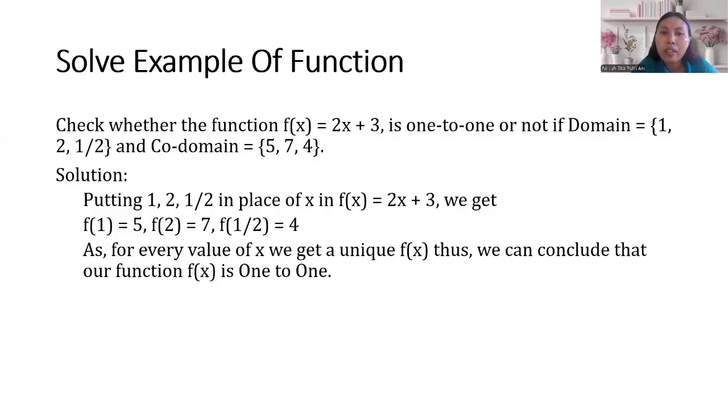Okay, first, putting 1, 2 and 1 over 2 in place of x in f of x equals 2 times x plus 3, and we get f of 1 equals 5, f of 2 equals 7, and f of 1 over 2 equals 4. Now, as for every value of x we get a unique f of x, thus we can conclude that our function f of x is one-to-one.